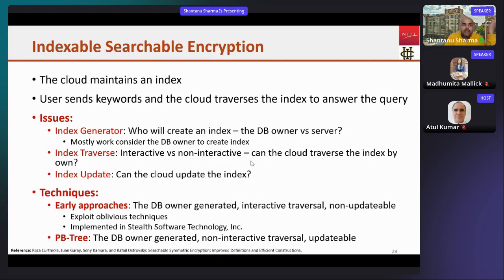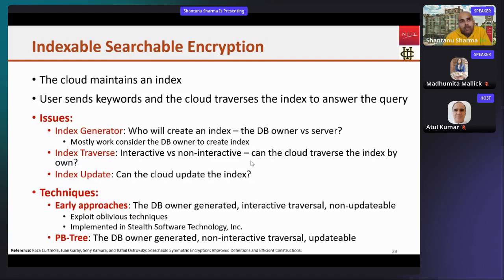Recently there are some approaches, but most of the techniques still consider that the DB owner will generate the index. So this is still an unsolved problem: how the server can generate the index without knowing anything about the data. Early approaches asked the user to do multiple rounds of communication with the server for every index traversal, and they did not support any update operation.